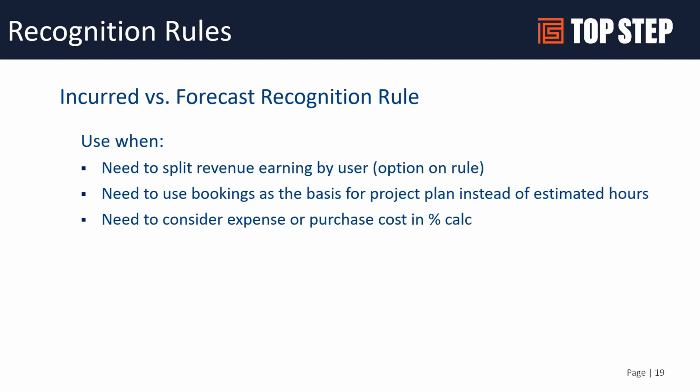Versus this rule has the option to actually break the revenue by user. So depending on the contribution of hours by a user, at the end of the period, it will consider how many hours that user entered, and it will allocate an amount of revenue to that user. And it's not period specific, so it's important to understand. It's for the life of the project.